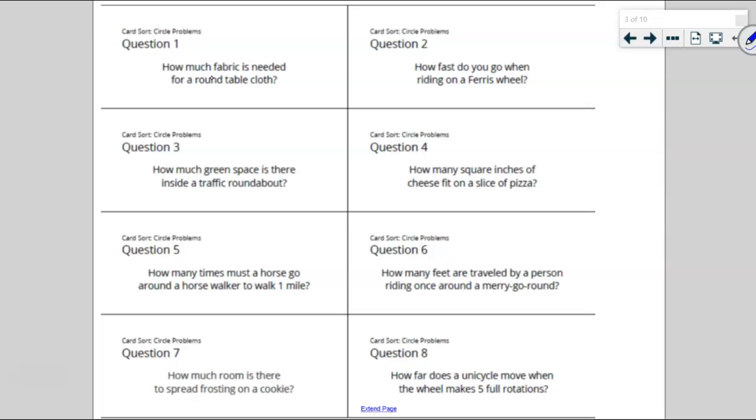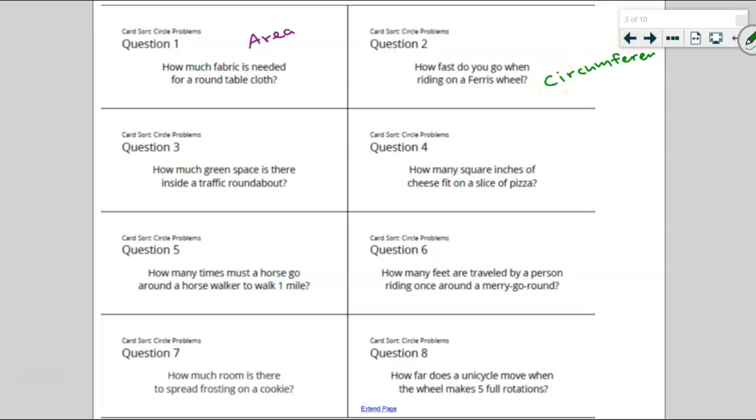Which one is that going to be, Grant? That's going to be area, yes. Question number 2, which category did you put it in? How fast do you go when riding on a Ferris wheel? How fast do you go when riding on a Ferris wheel, Dylan? This one is circumference.